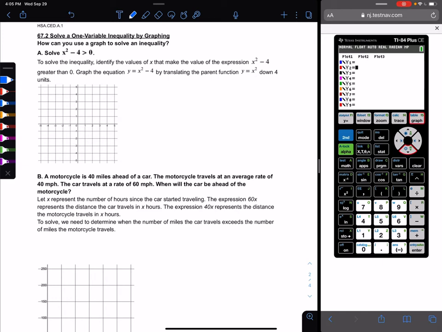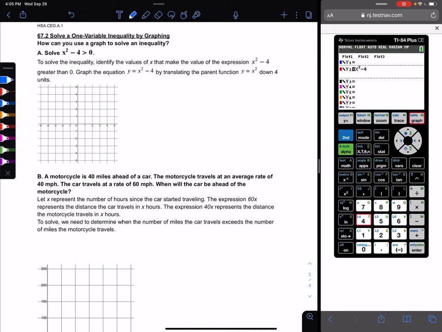So we're going to graph the equation y equals x squared minus 4, and notice how I'm using an equal sign instead of an inequality, but you'll see why. And then we're going to translate the parent function down 4 units. I'm going to type it into the calculator. So I'm going to put in my variable of x, square that, and then subtract 4. You could definitely graph x squared minus 4 by hand.